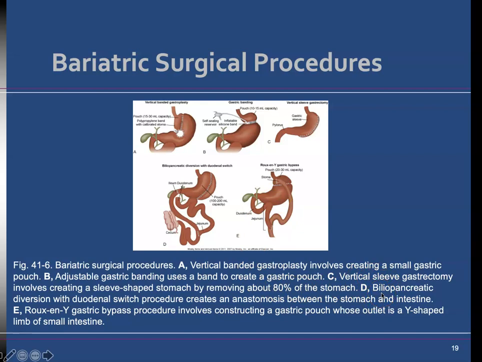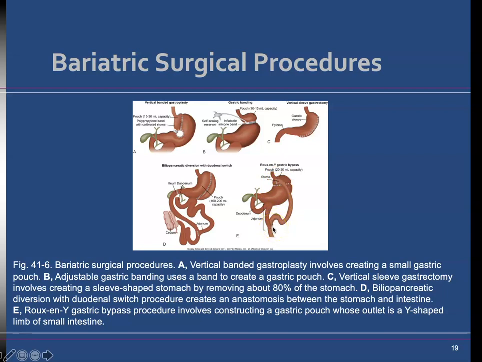So the Roux-en-Y gastric bypass procedure involves constructing a gastric pouch whose outlet is a Y-shaped limb of small intestine, like that. Okay, so for this procedure, and pay attention here, my good people, since there are so many incisions everywhere, trying to connect everything, like here, around there, and then here.